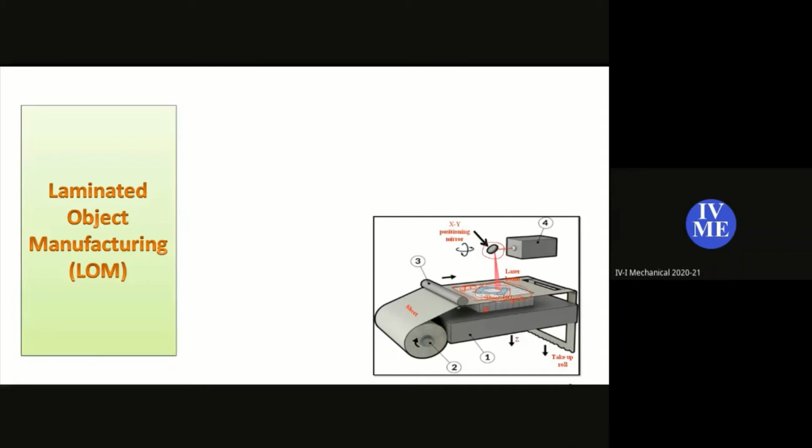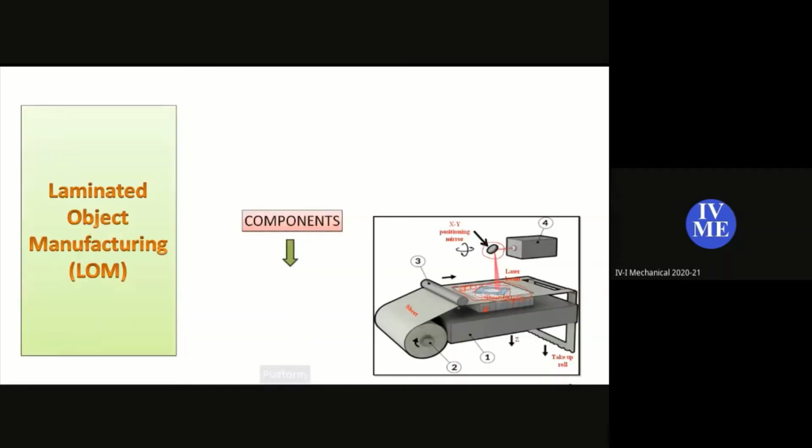So the rectangle line is the outline of the layer, and this is the perimeter of the image, which is used to draw the diagram on the layer. The small boxes, small cubes, are nothing but crosshatches, which are used to support the material. So these are the components of the LOM machine.